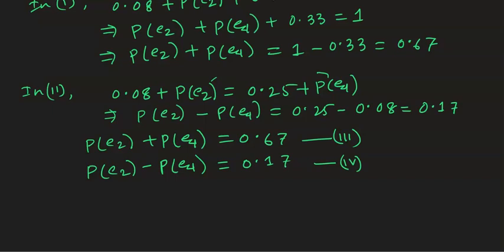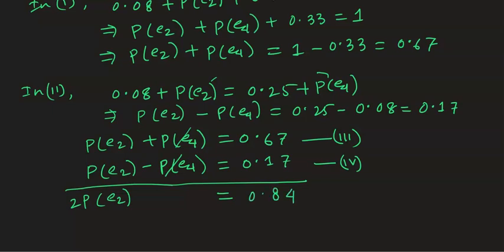Now we have to solve these two equations. We will solve it using elimination method. Here, if we simply add these two equations, this will cancel out and it will be 2 into probability of E2 is equal to 0.67 plus 0.17, which is 0.84. Therefore probability of E2 is equal to 0.84 divided by 2, which is 0.42.